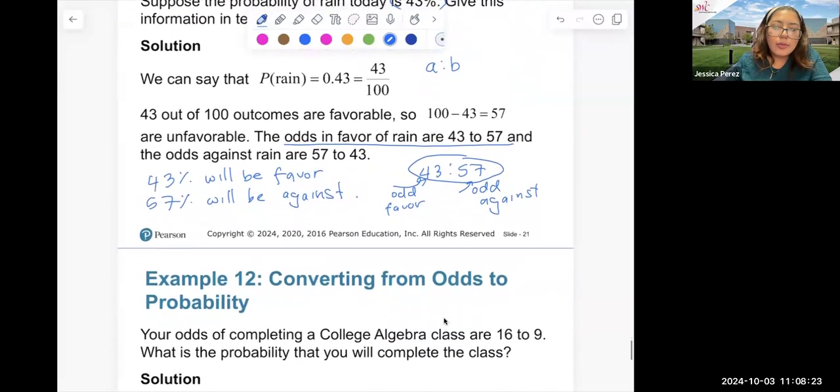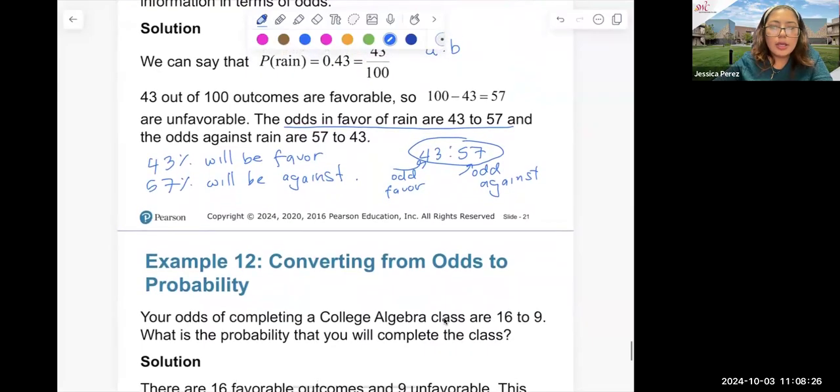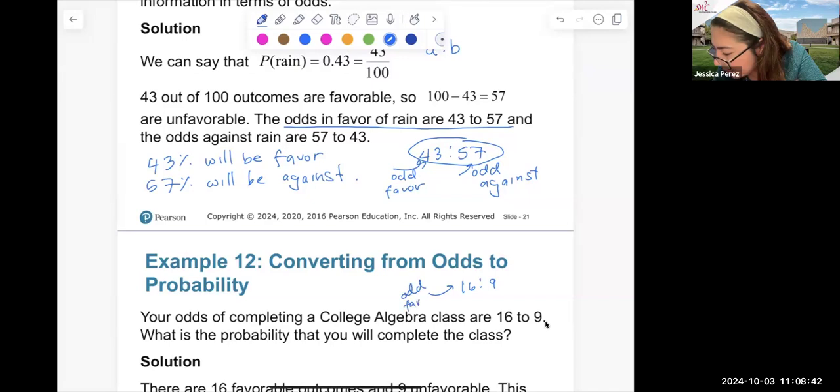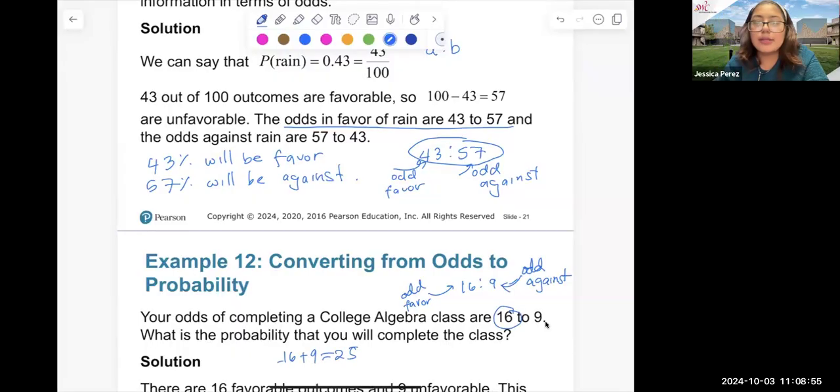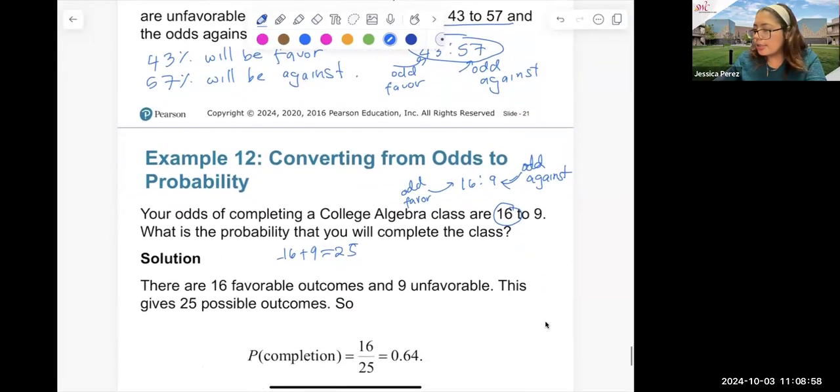Now, how do we convert from odds to probability? Your odds of completing college algebra are 16 to 9. What is the probability that you will complete the class? So 16 to 9: 16 is the odds in favor, 9 is the odds against. You need to add them to get the sample space, 16 plus 9, which is 25. 16 of them is your passing. So you get 16 out of 25, which is 64%.